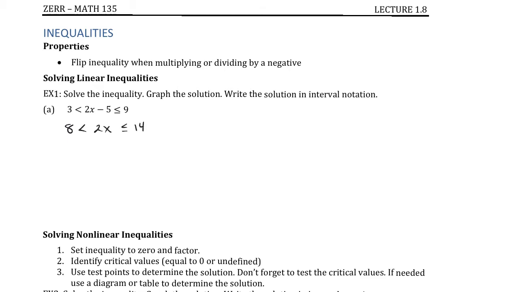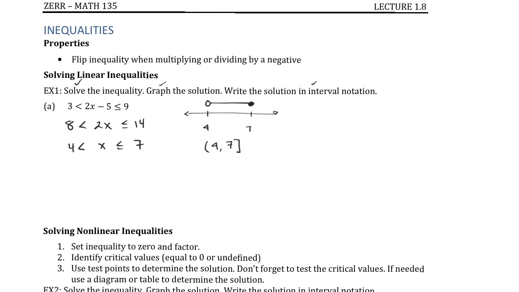And dividing everything by 2, I would get 4 is less than x, which is less than or equal to 7. And so I solved it. Now I need to graph that. So at 4, and then at 7, it's greater than 4 and less than 7. And now in interval notation, a parenthesis is for less than, where it's not including that 4, and a bracket is including the 4.